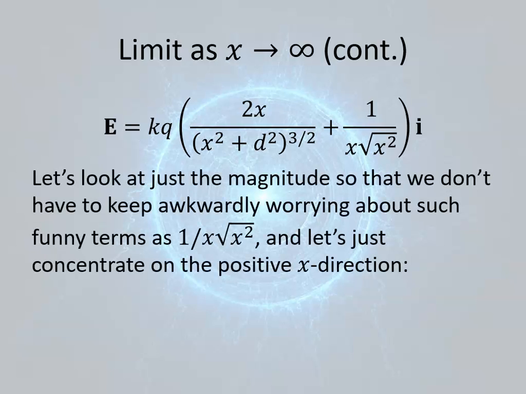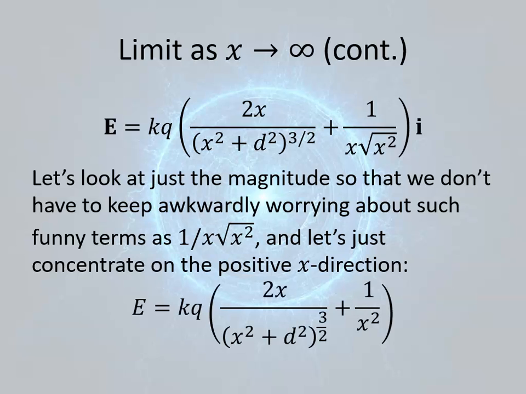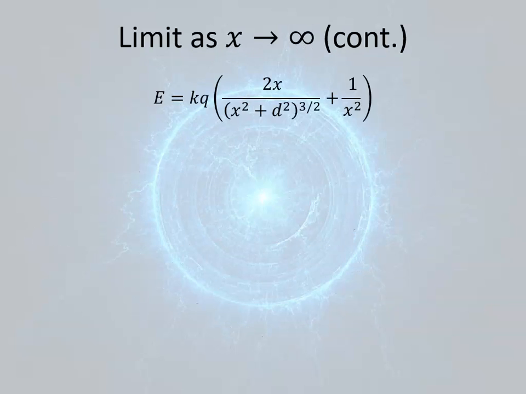So in this case, we are just going to look at the magnitude, so we're no longer going to worry about whether we're in the positive or negative x direction. We're just going to concentrate on the positive x direction, because that will allow us to understand what happens to at least the magnitude of the electric field as we get really, really far away from the charge distribution.